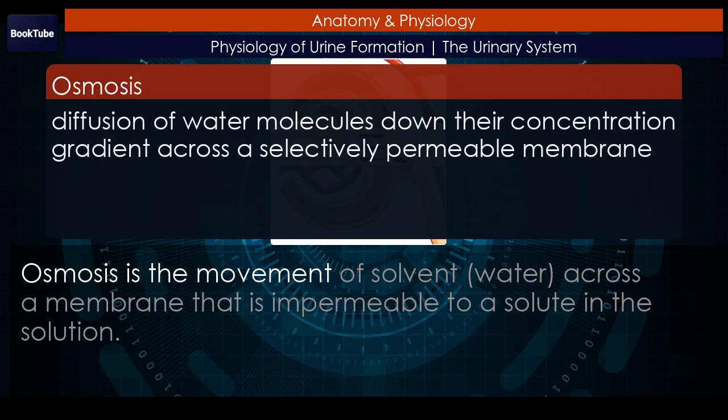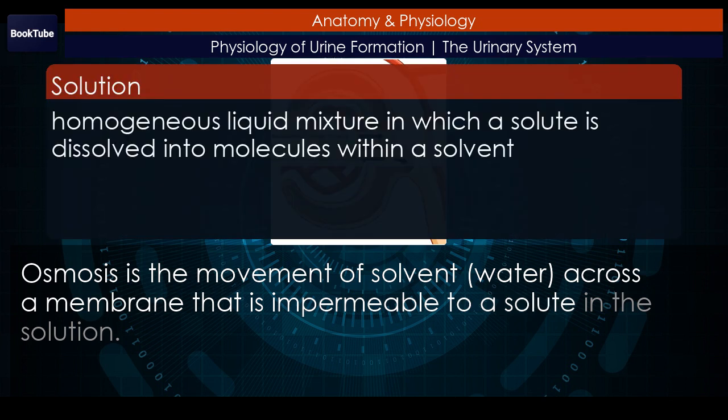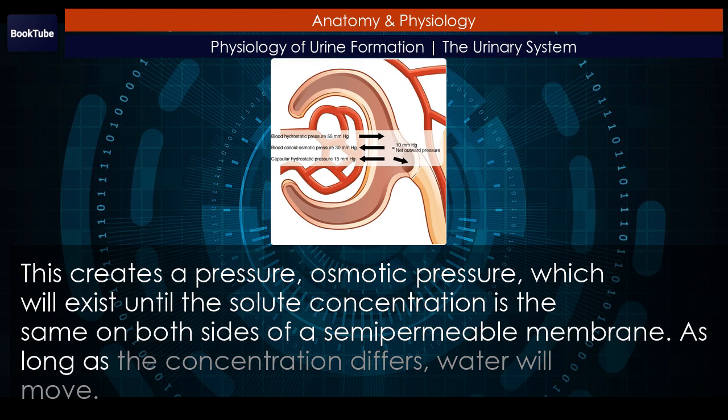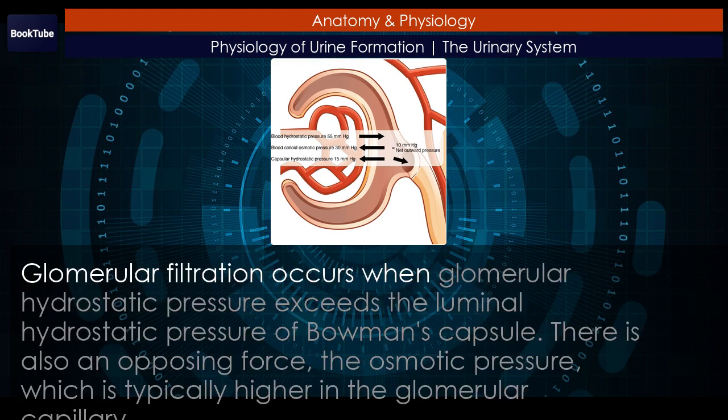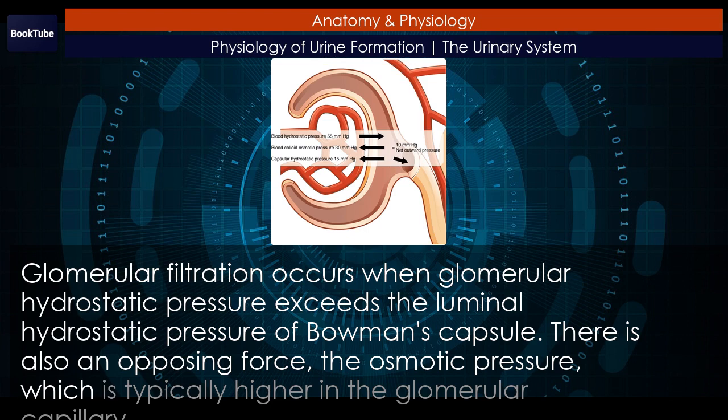Osmosis is the movement of solvent, water, across a membrane that is impermeable to a solute in the solution. This creates a pressure, osmotic pressure, which will exist until the solute concentration is the same on both sides of a semi-permeable membrane. As long as the concentration differs, water will move. Glomerular filtration occurs when glomerular hydrostatic pressure exceeds the luminal hydrostatic pressure of Bowman's capsule. There is also an opposing force, the osmotic pressure, which is typically higher in the glomerular capillary.